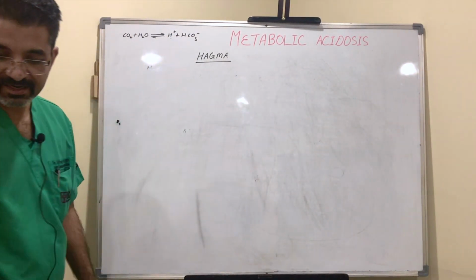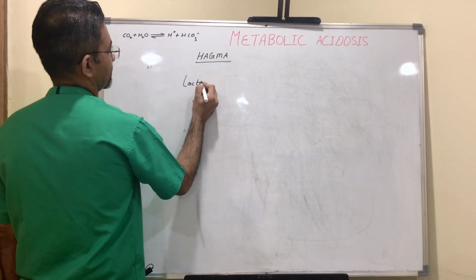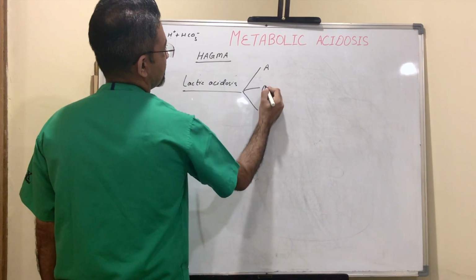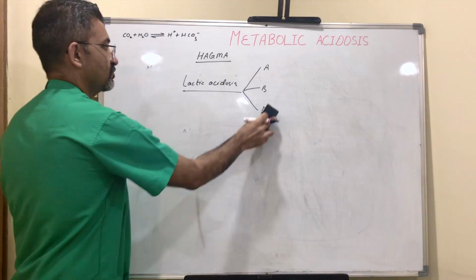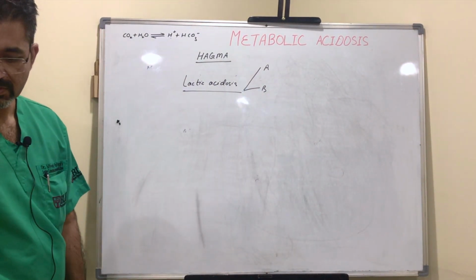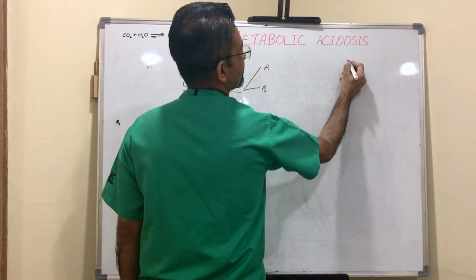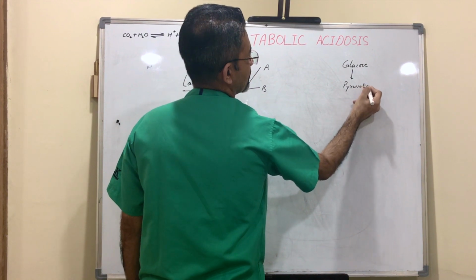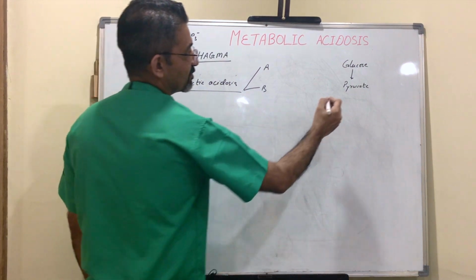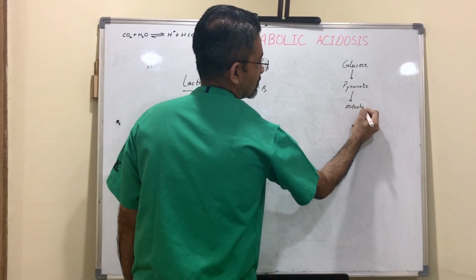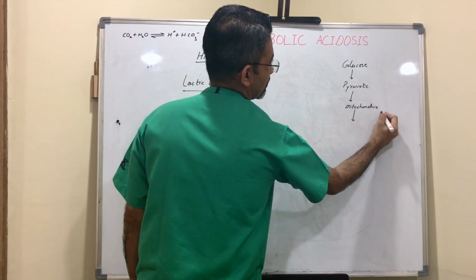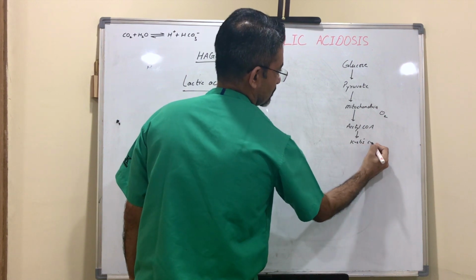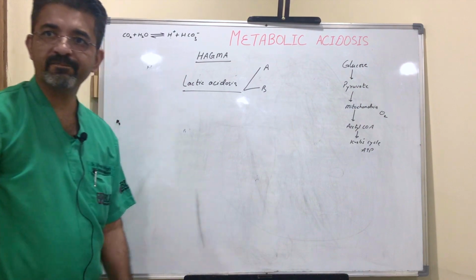Third will be lactic acidosis. Lactic acidosis is of three types: A, B, D. We are not bothered about D. We are only thinking of A and B. So what happens when glucose is metabolized into pyruvate? Glucose is metabolized into pyruvate, then it goes to your mitochondria. In the presence of oxygen, it turns into acetyl coenzyme A. It goes to your Krebs cycle, and ATP is produced. Correct? This is the final pathway for glucose metabolism.